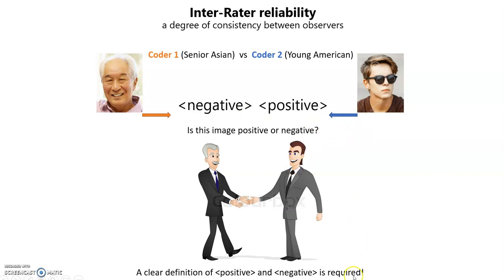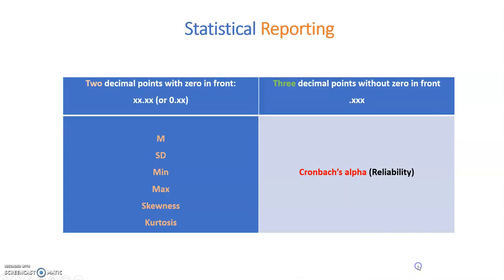So what is really important? That the categories, negative and positive, should be defined with a clear definition. So, for instance, how you see this image with the happy expression or the sad expression, or you can add other details to clarify what negative means, what positive means.